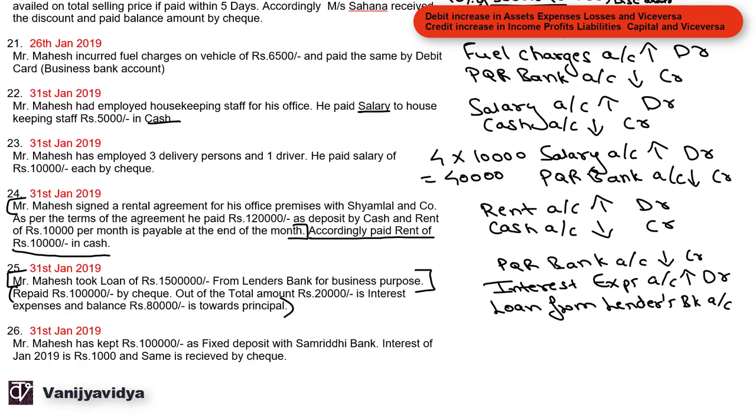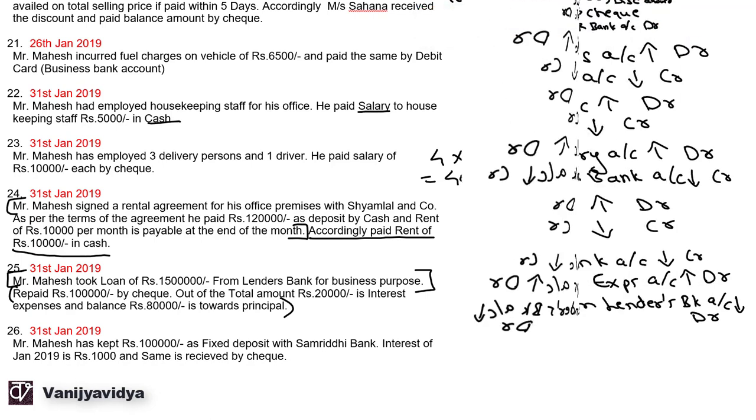Third, 80,000 is towards principal. So the balance in the loan from lender's account will get reduced by 80,000 since 80,000 is towards principal. Now loan from lender's bank account is a liability. Now there will be reduction in the balance of loan from lender's account. So whenever there is a reduction in the balance of liability, we have to debit. So journal entry will be loan from lender's bank account debit 80,000, interest expense account debit 20,000 to PQR bank account 1 lakh. Let's pass this journal entry.